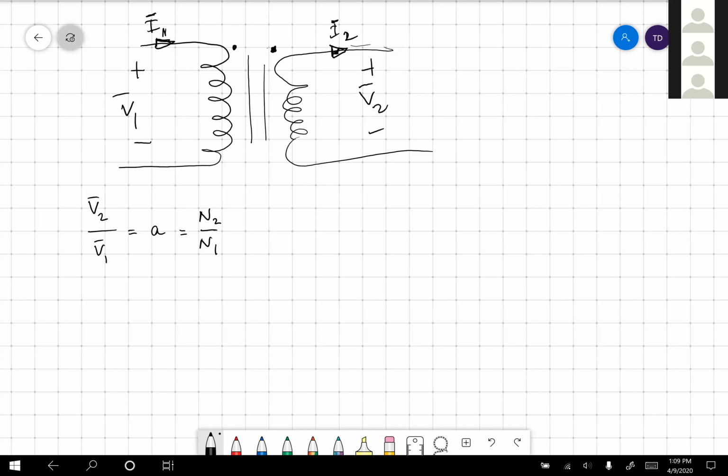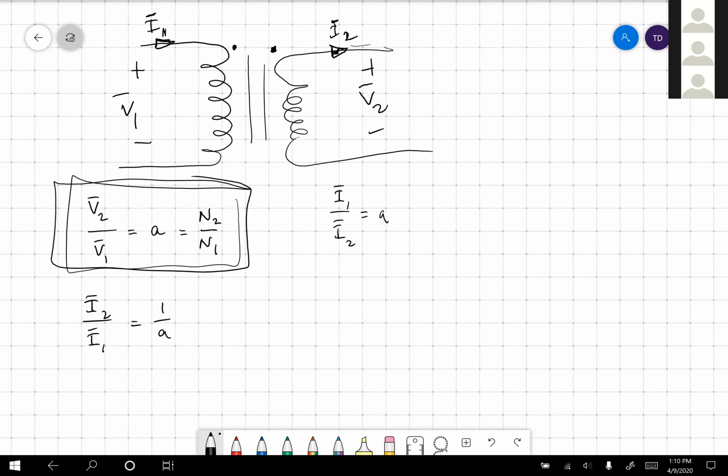The current is the opposite. So I could write it this way, we didn't, but I1 over I2 is equal to A. But we like to write it keeping the 2 in the numerator and the 1 in the denominator, and when we do that, that's equal to 1 over A. So that's important equation number 1: the ratio of the voltages is A. We said afterwards, don't forget, it depends on how the dot notation is, so we want the same thing on both of these, plus or minus.